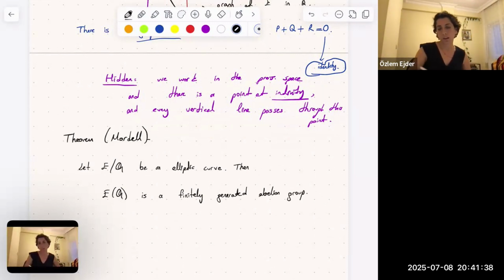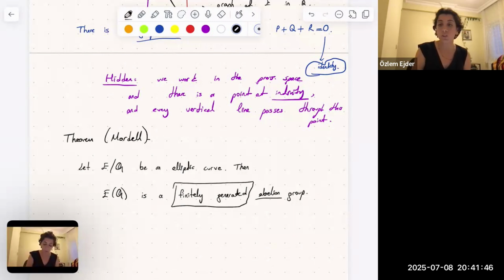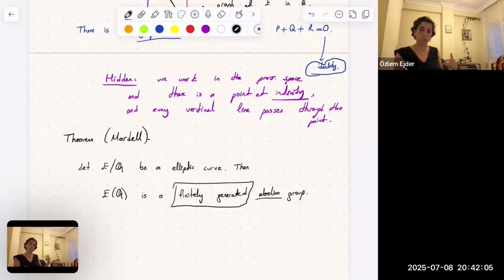I just mentioned that there is a group structure on this, and the abelianness just comes from the definition. So the theorem here is really that this group is finitely generated. It means that there is a finite set of points where you can just add them and get every other point on this curve. So in particular, this can be infinite, but there is a finite set of generators, and you just have to compute those, and then you can get the rest of the points using them.